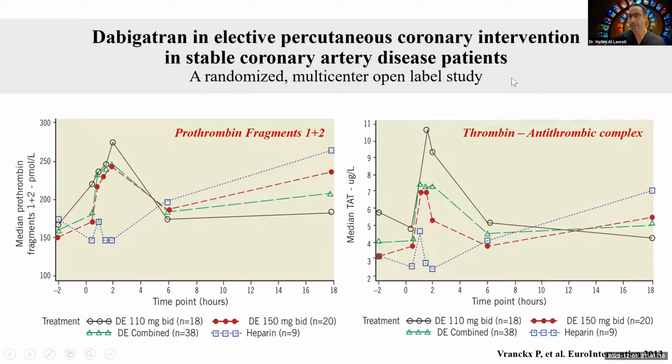And if you look at the thrombin-antithrombin complex, you effectively inhibit the levels of thrombin and antithrombin complex with heparin, but the levels continue to be detectable and actually quite high with dabigatran at all doses. So that suggests that dabigatran is not as effective at inhibiting thrombus formation compared to unfractionated heparin.